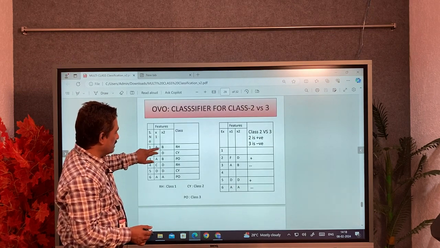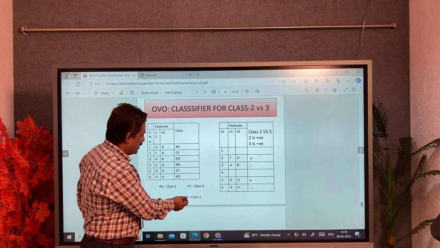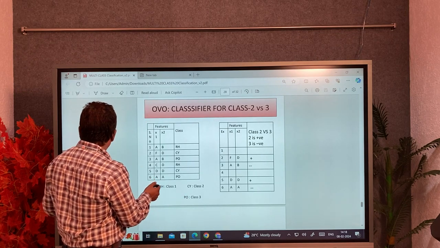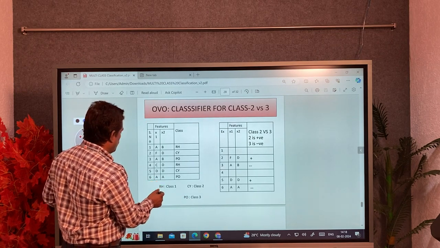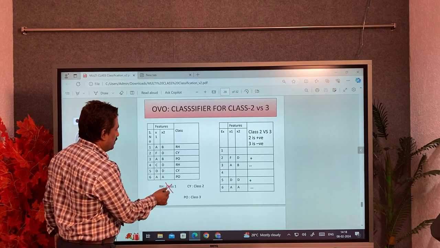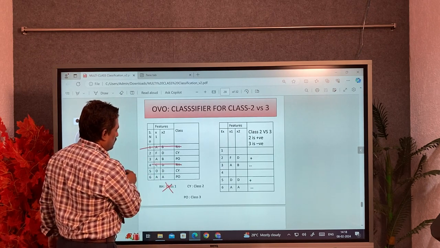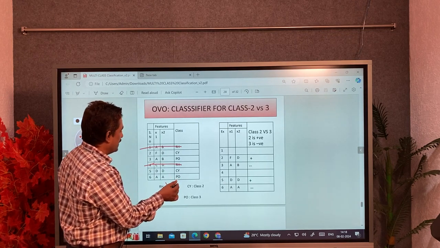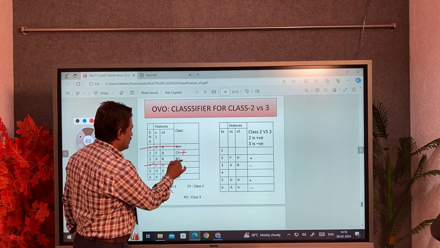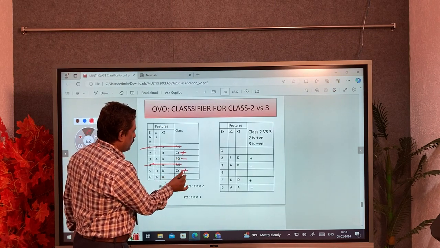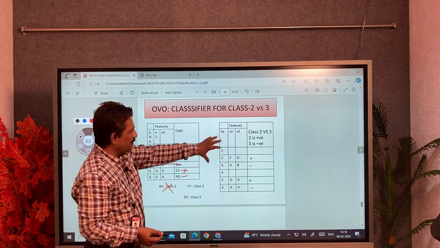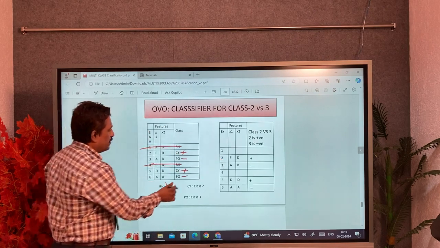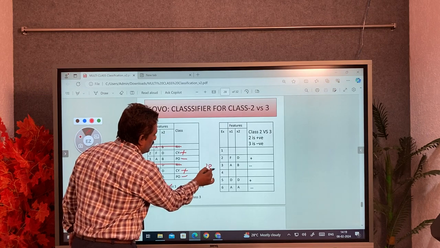Next, class 2 versus class 3, that means CY versus polygon, cylinder versus polygon. Here you have to delete RH. Class 2, CY, is treated as positive, and the remaining polygons are treated as negative. So we will get a 4 sample training data set. From this you have to learn H23.